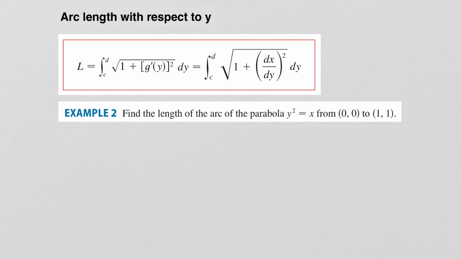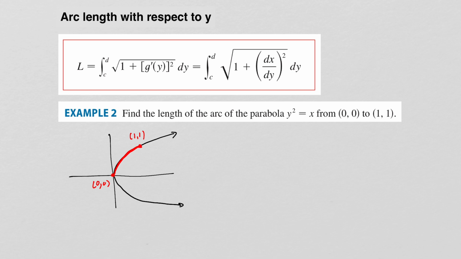So if I want to find the length of the arc of the parabola y squared equals x from (0, 0) to (1, 1), let's first just remember that y squared is equal to x. It's just a sideways parabola looking like this. And we're going to find the length from (0, 0) to (1, 1). So we're looking at this length right here.